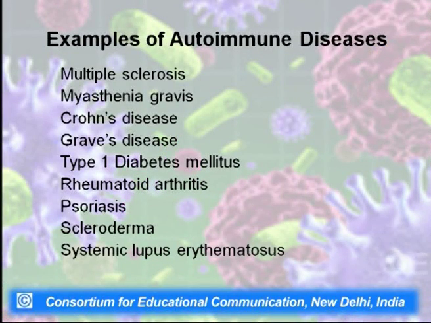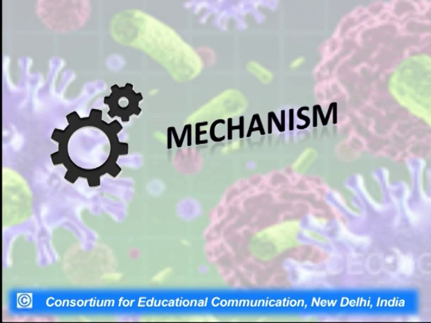Now, examples of certain autoimmune disorders are multiple sclerosis, myasthenia gravis, Crohn's disease, Graves' disease, type 1 diabetes mellitus, rheumatoid arthritis, psoriasis, scleroderma, systemic lupus erythematosus, commonly called SLE or lupus. Now, let us come to the mechanism behind autoimmune disorders. A very important mechanism is the neoantigen.